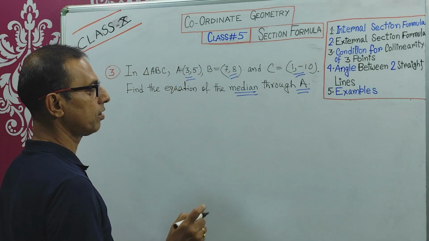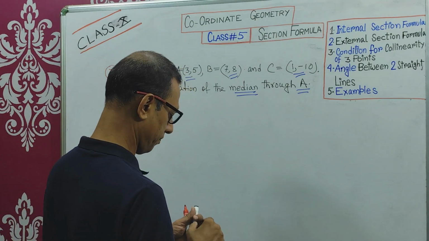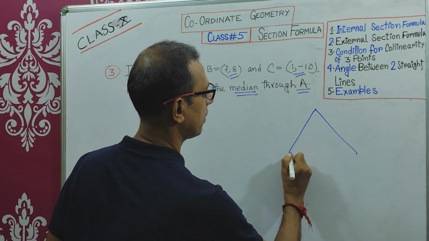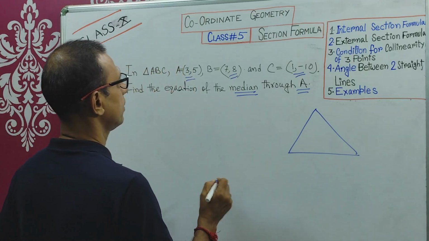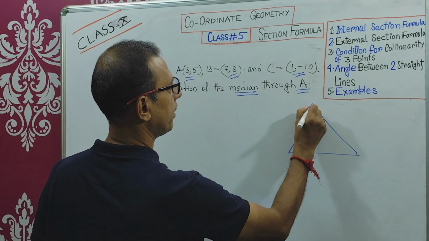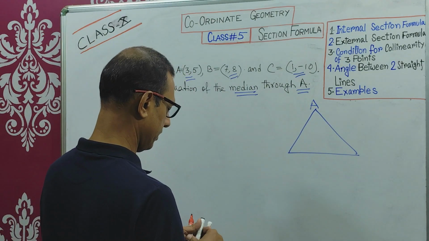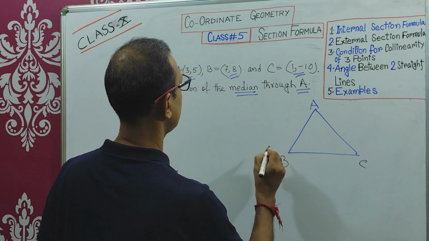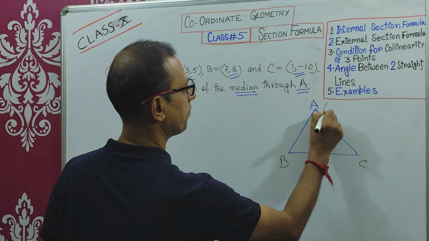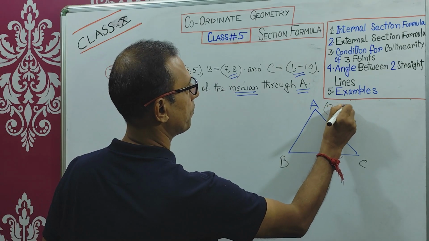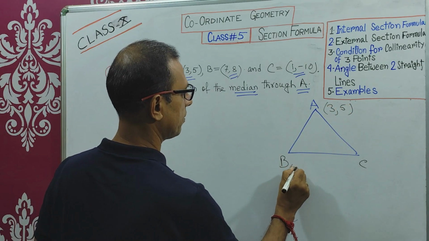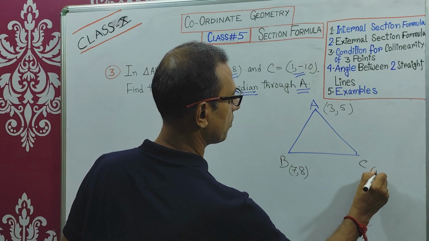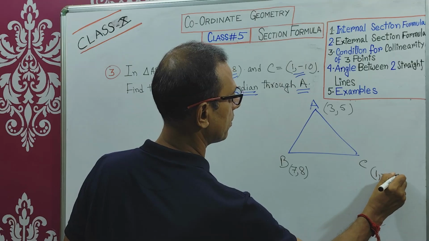Just draw the triangle simply. This is the triangle, let's say, right? This is point A, this is B, and this is C. Now A is 3, 5, B is 7, 8, and C is 1, minus 10.